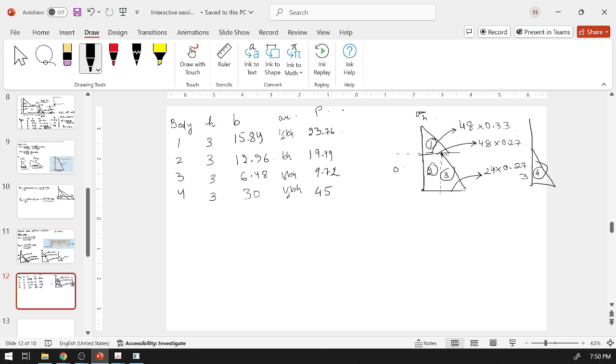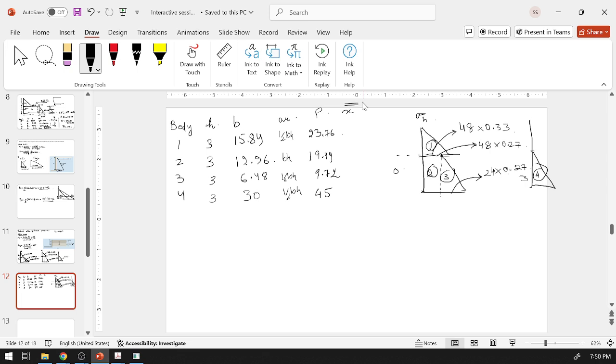Now let's see the X bar for these. X bar for 1 is, this is 3, and this 3 by 3. 3 plus 3 by 3. This will be 3 by 2. This will be 3 by 3. And this will be 3 by 3. Okay.